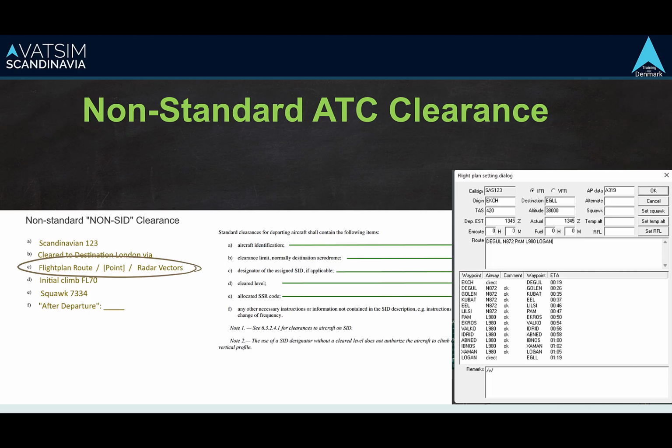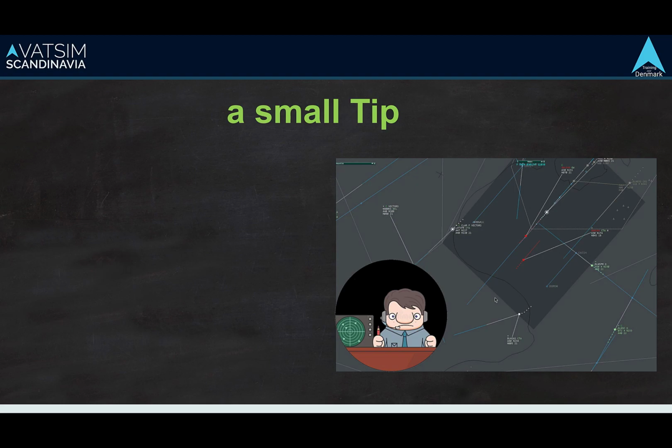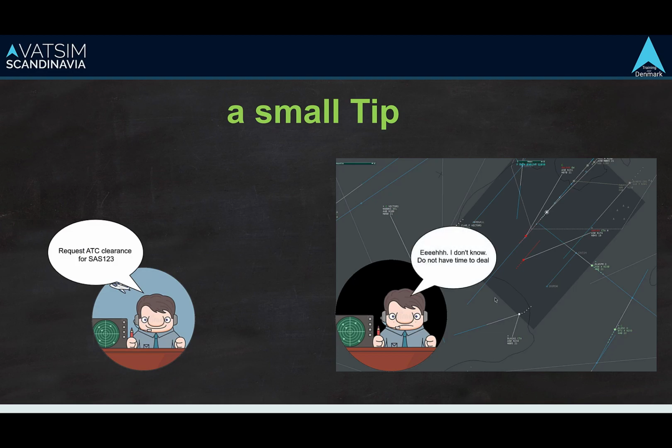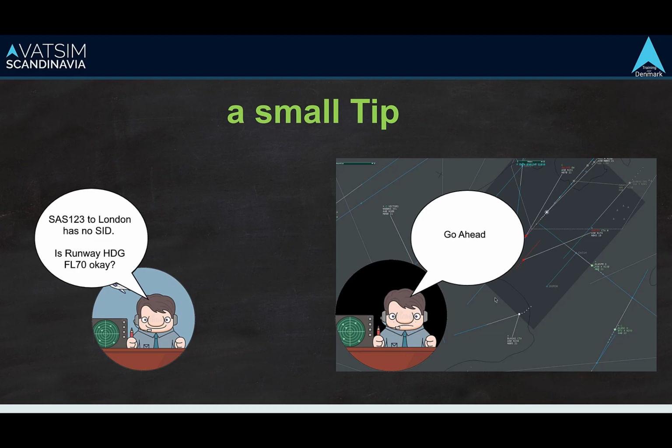If there are certain scenarios where you may be in doubt, you can also just go ahead and ask the approach controller. A small tip: sometimes approach will be very, very busy and he may not have the capacity to actually figure out what clearance to give, and he might appreciate if you come up with a suggestion. So a very good conversation would be: "Tower to approach, go ahead." "Scandinavia 123 to Heathrow with no SID. Can I give him flight plan route, runway heading, flight level 70?" And approach will be happy. In any case, approach will either approve your suggestion, or if he has something else, he will come up with another clearance, but that's on him then.